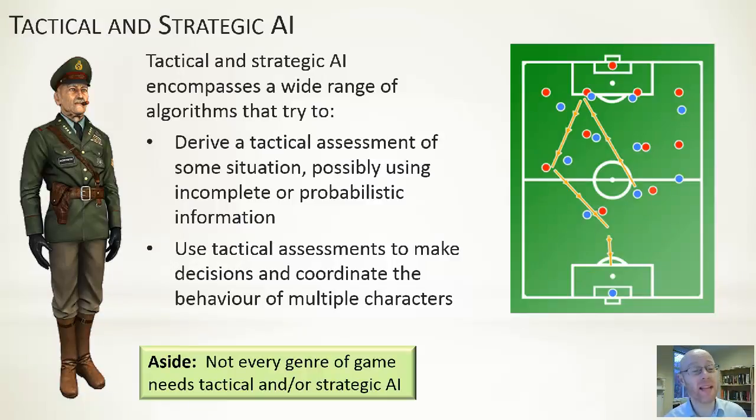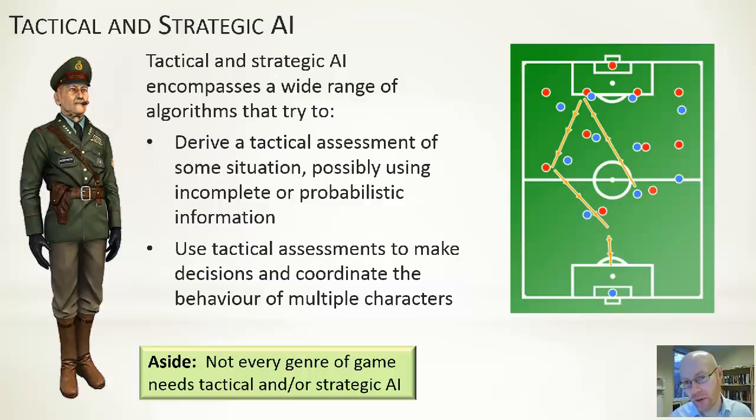So when we're thinking about tactical and strategic forms of AI, they are ones that, as I mentioned here, drive a tactical assessment of some situation, possibly using incomplete or probabilistic information. That's an important characteristic of many forms of strategic or tactical AI. There will be certain things you will know, there are certain things you will not know, or there may be a notion of probability of chance coming into it, and you have to reason somehow under this uncertainty.